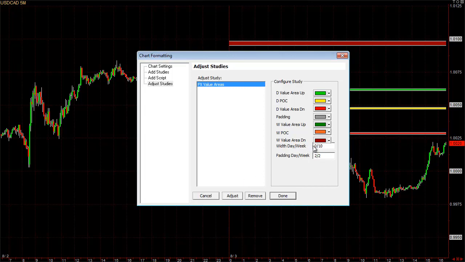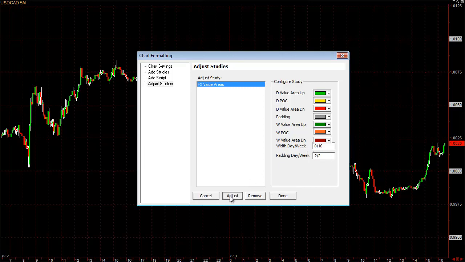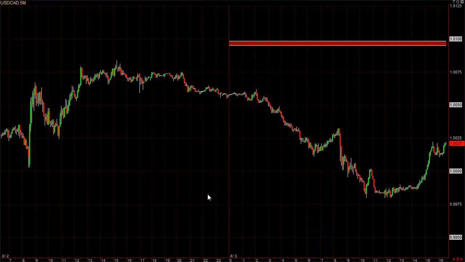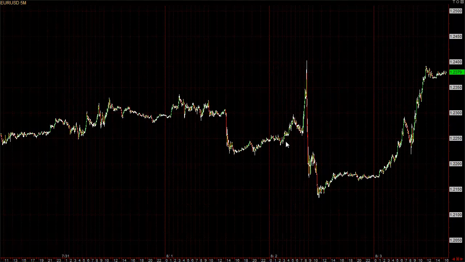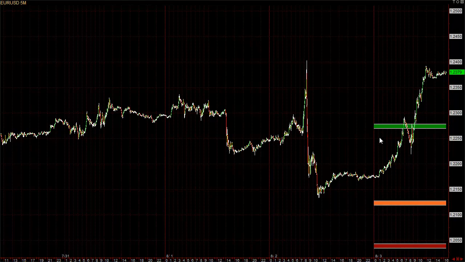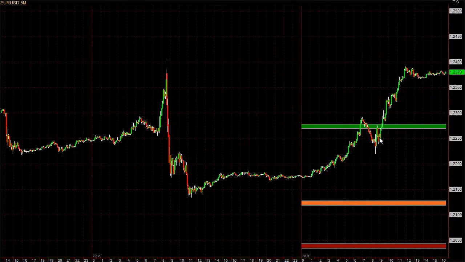So if you put a 0 for the width, it's not going to show the daily version, only the previous week's. As you can see, it doesn't show the daily, it only shows the weekly. I put that in there because some people might want, on 30-minute charts, hourly charts, or 240-minute charts, to only see the previous week's value.